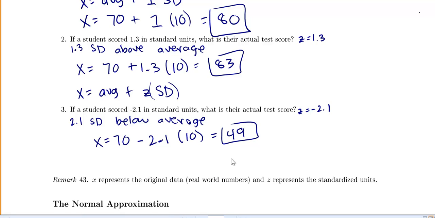And just the final remark, again, remind yourselves that x represents our original data, our real world numbers, and z represents our standardized units, how many standard units you are away from the average.